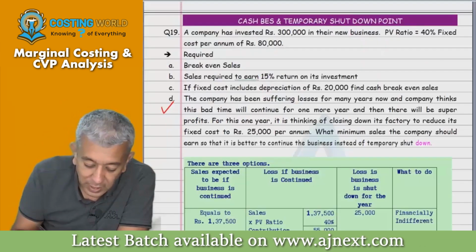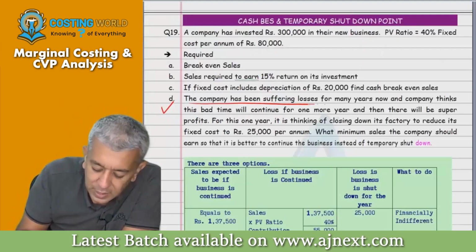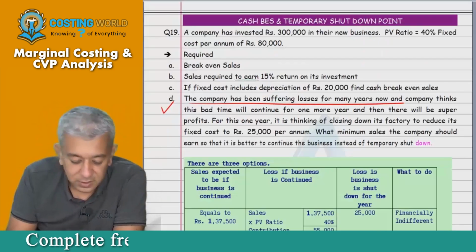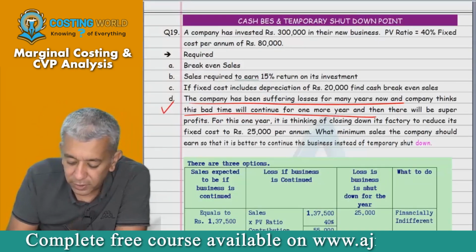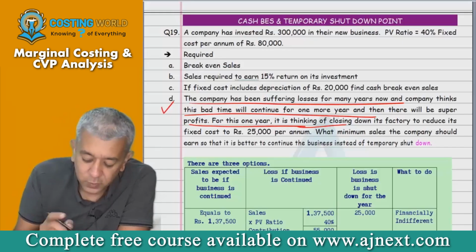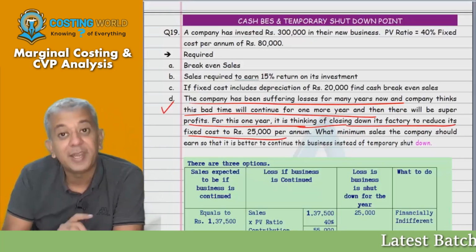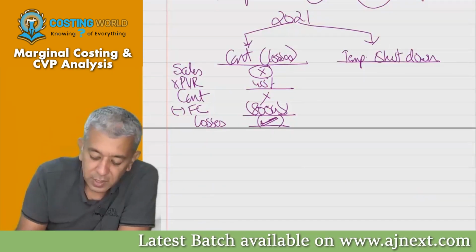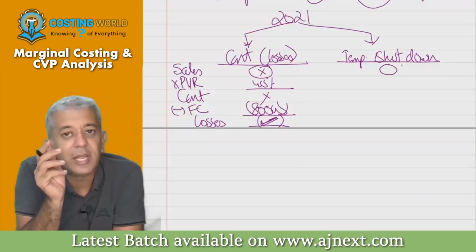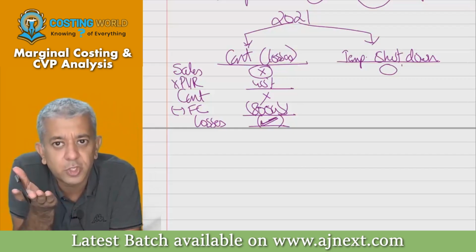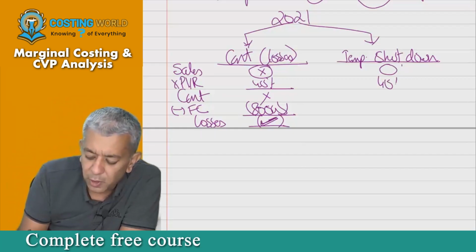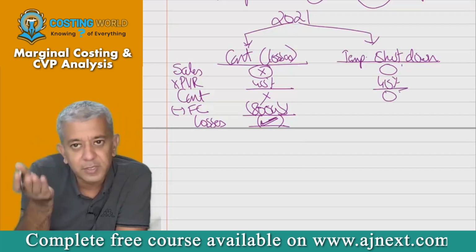Now, I'm reading this. The company has been suffering losses for many years now. The company thinks that this bad time will continue for 1 year more, and then there will be super profits. For this 1 year, it is thinking of closing down the factory to reduce the fixed cost to 25,000 rupees per annum. Now see, obviously if it shuts down, sales will become zero. Because you're shutting down, 40% of zero is zero here.